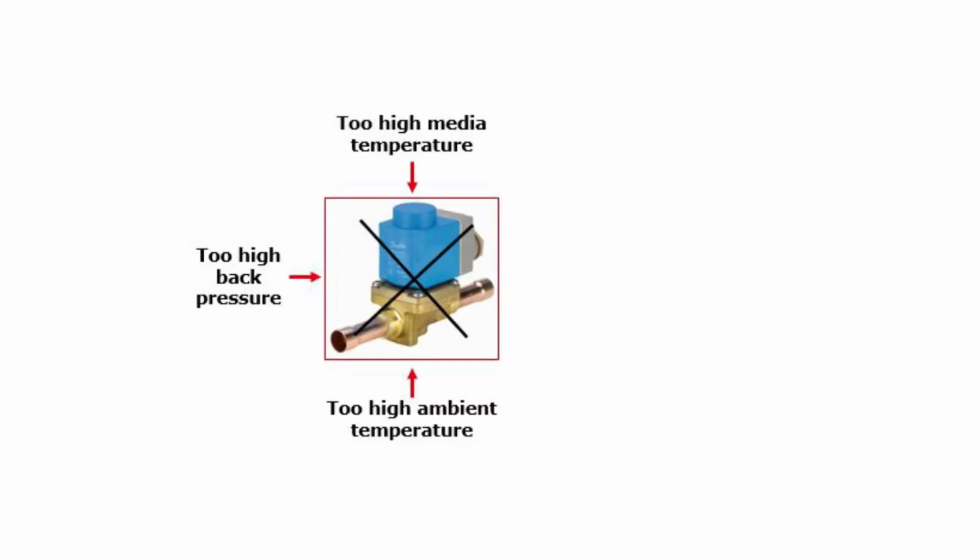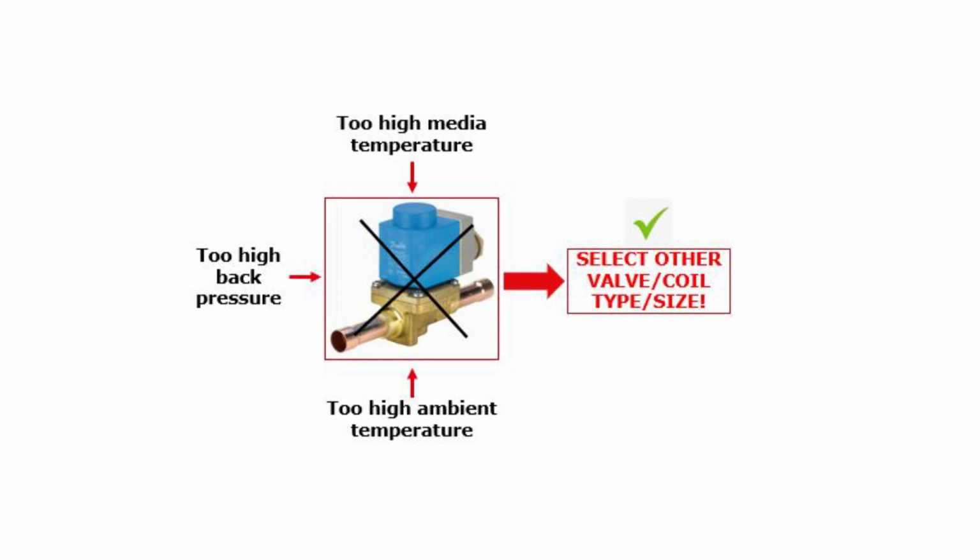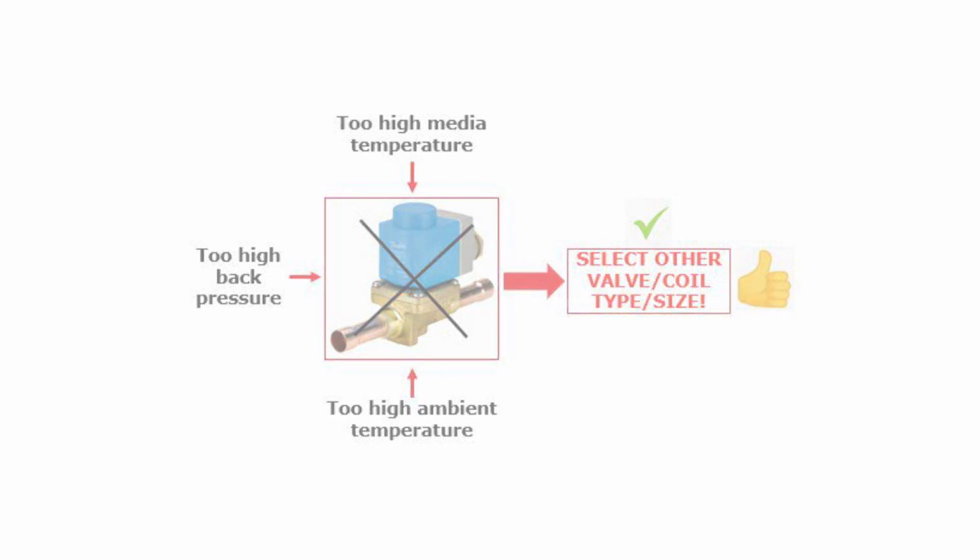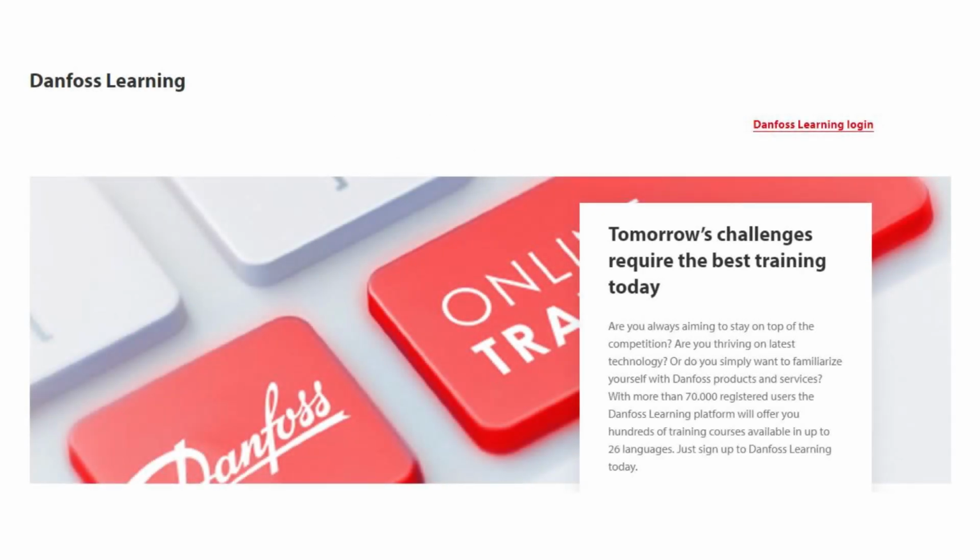The next step is to compare the actual system pressures and temperatures with the technical data of the valve being used. If the system data exceeds the valve data, then you should replace the complete valve with another valve type which can meet the system conditions. Check out other Danfoss online learnings about solenoid valves for this purpose.